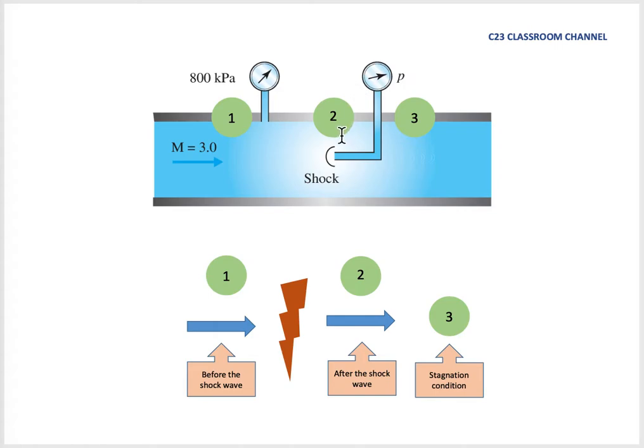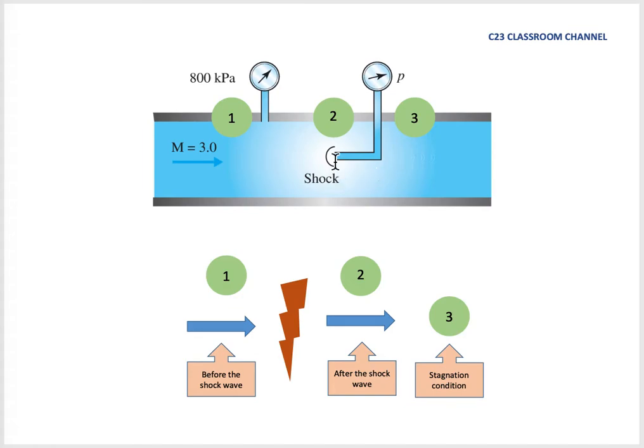So from this situation, we need to understand that we can divide it into three conditions. Condition 1 is when the flow is at 3.0 Mach number and the pressure is 800 kPa. Then it creates a shock, and we need to calculate what happens after the shock, and this is condition number 2.